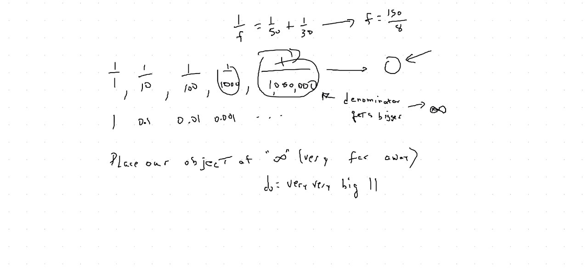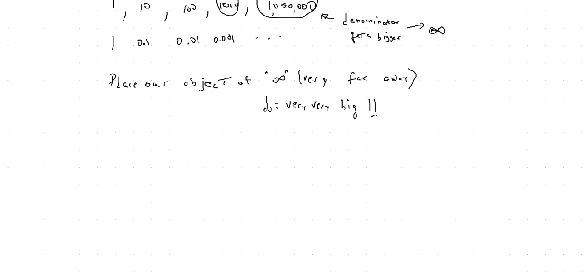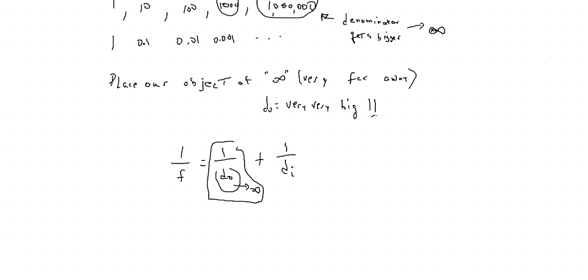Well, what happens to our equation? We have, again, the same equation: 1 over F, lens maker, equals 1 over DO plus 1 over DI. Now what did we just say? We said this thing, DO, is getting very big, approaching infinity. So if the denominator gets very big, then this thing goes to 0. And if that goes to 0, all we're left with is 1 over F equals 1 over DI.